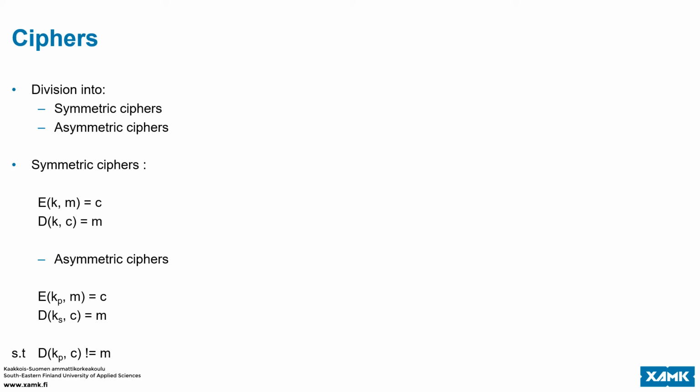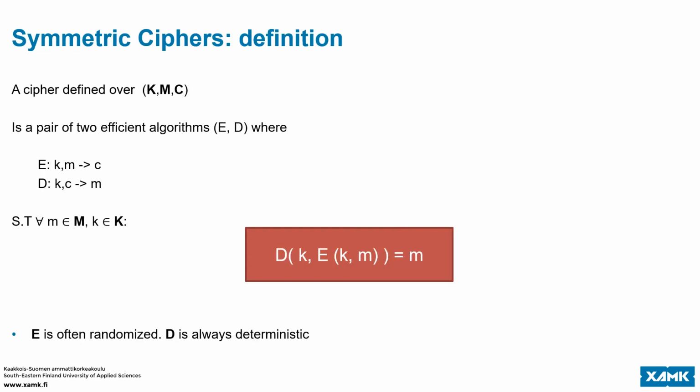Asymmetric ciphers are almost identical except with one difference. To encrypt and decrypt, you actually need two different keys, one for encrypting and one for decrypting. Most important here is that the encryption key cannot later on be used for decryption of the message. A cipher is defined as the pair of two efficient algorithms, E and D, where E is the encryption algorithm and D is the decryption algorithm.